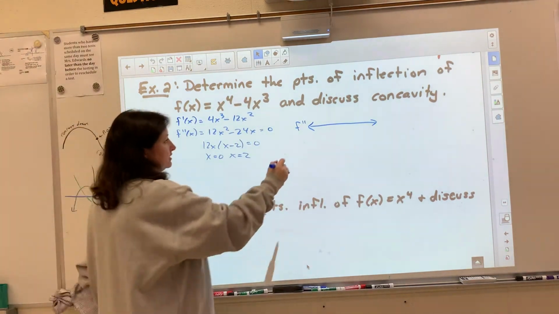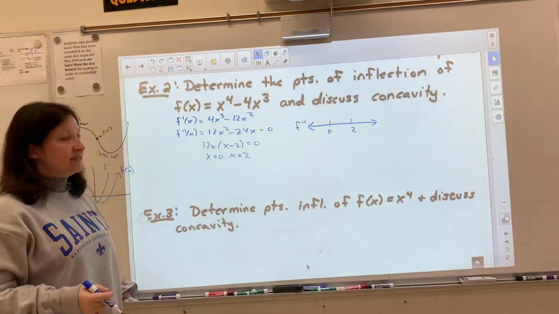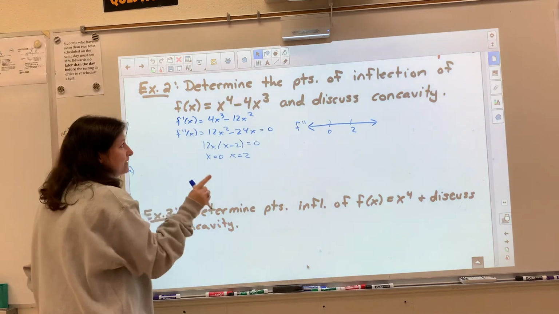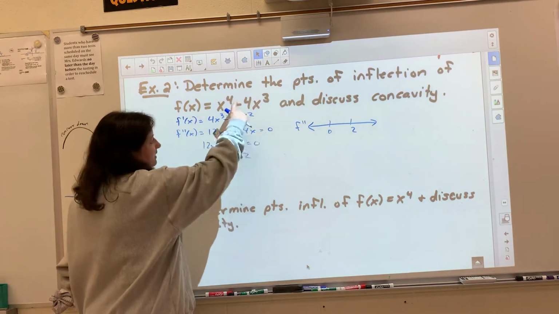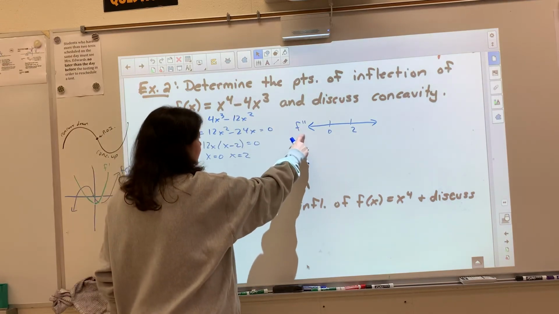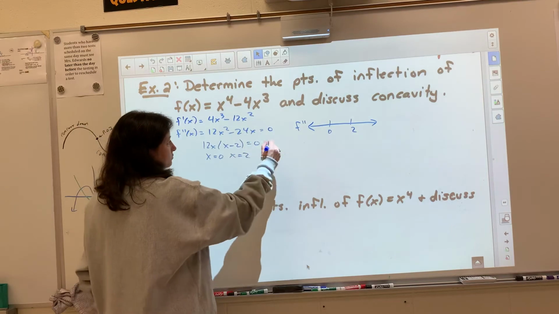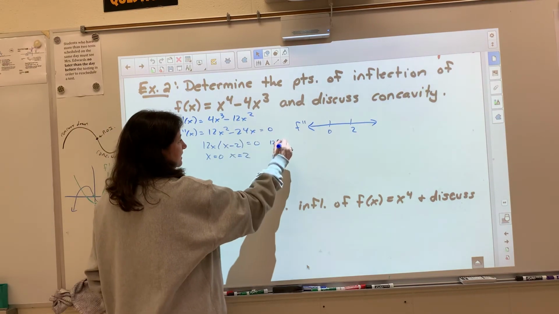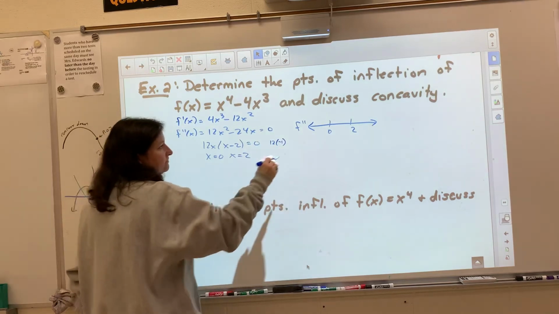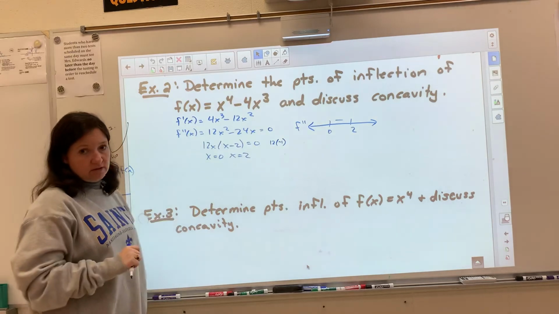Let's check. So let's put 0 and 2 on the number line. What's an easy point to test? 1. We're checking the second derivative. Don't plug it into the first derivative. Don't plug it into the original. We're checking the second derivative sign test. So I'm going to plug it into this factored second derivative. So 12 times 1 is 12. 1 minus 2 is -1. What's a positive times a negative? It is negative.